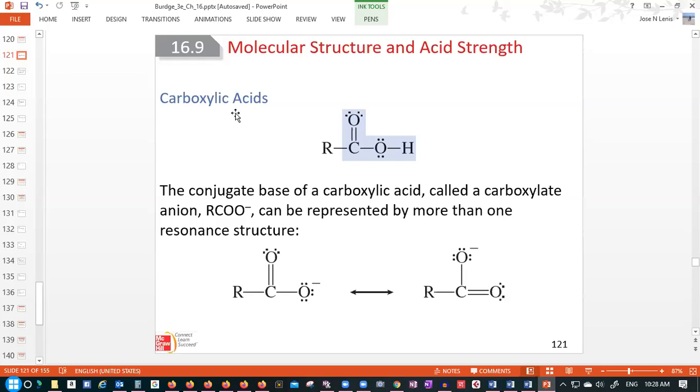And that carboxylic is just this portion here, the COOH function. They are attached to a radical R group, which is just another carbon chain. So this is the carboxylic functional group for the weak acids.